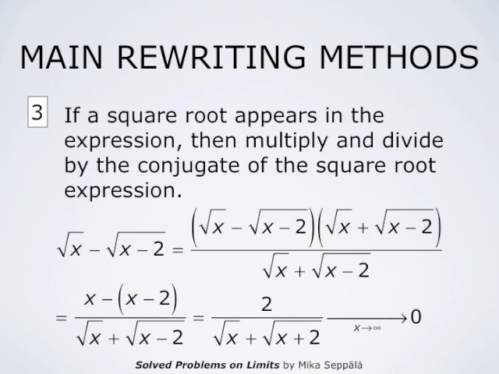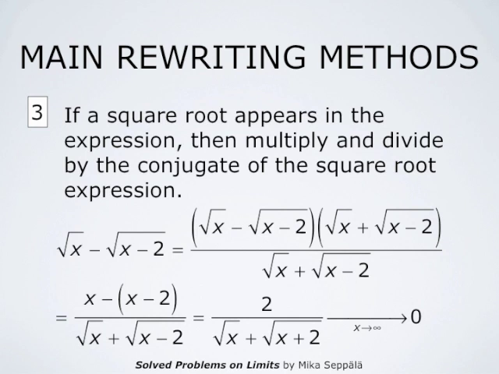Now in the numerator, the difference of the square roots times the sum of the square roots simplifies to first square root squared minus second square root squared, that is x minus (x minus 2), and that is divided by the sum of the square roots. Now x minus (x minus 2) is simply 2, and that needs to be divided by square root of x plus square root of x minus 2. Now as x approaches positive infinity, the denominator approaches also infinity, and 2 divided by that approaches 0. So by this kind of rewriting, we may conclude that the limit of square root of x minus square root of x minus 2 as x approaches the infinity is 0.